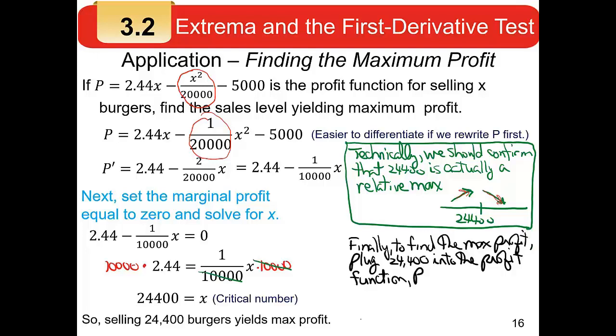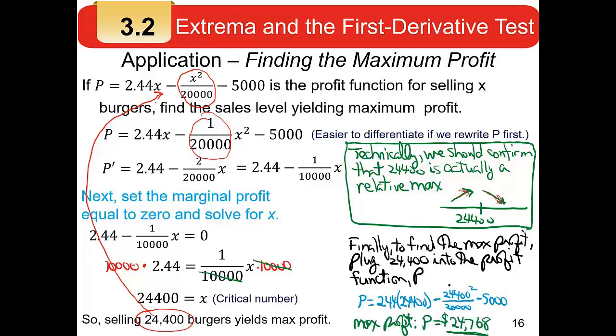And then the last step is to take that x value and plug it back into the profit function and find out what that profit would actually be. So you're going to plug it into the profit function. And after quite a bit of kind of yucky arithmetic, you'll get $24,768. So if you have that profit function, your maximum profit from selling a certain number of burgers comes at selling 24,400, and it gives you a profit of $24,768.